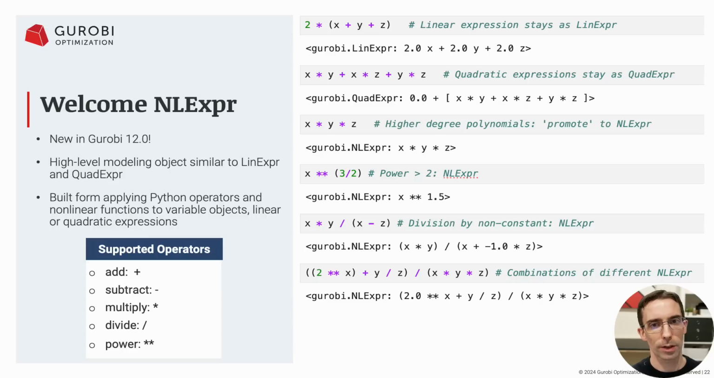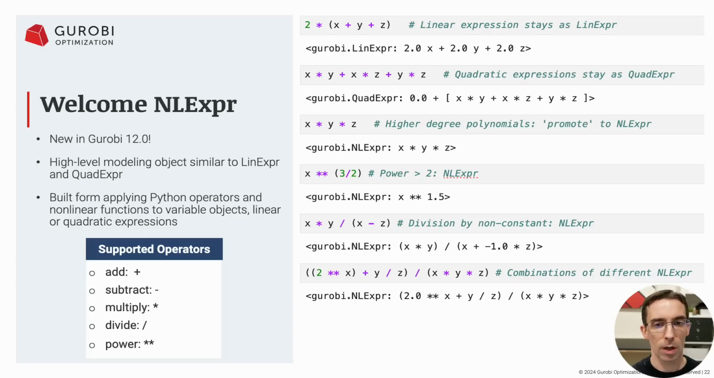Gurobi will construct expression trees behind the scenes. Note that Gurobi Pi will only store a nonlinear expression when necessary. Linear and quadratic expressions will remain categorized as linear and quadratic as seen in the examples. So for example, in the first expression, we just have 2 times x plus y plus z. This is a linear expression, and it will be treated as such.